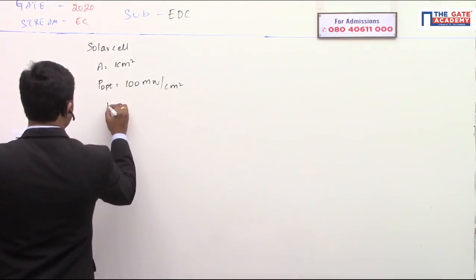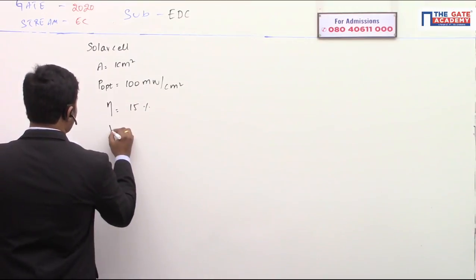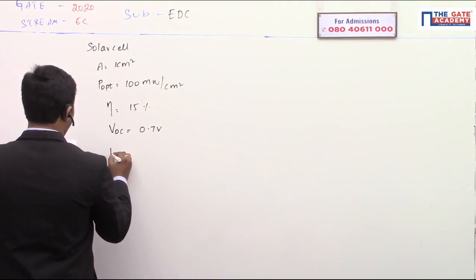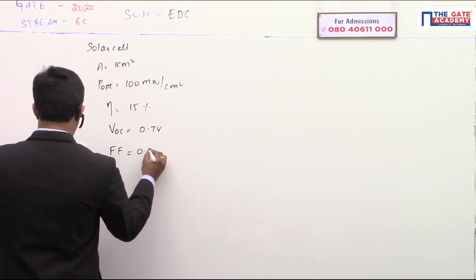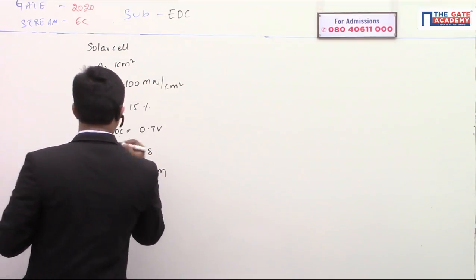Number 1, the efficiency of the solar cell is given as 15%. VOC, the open circuit voltage, is given as 0.7 volts. Fill factor is given as 0.8. Thickness is equal to 200 micrometers.